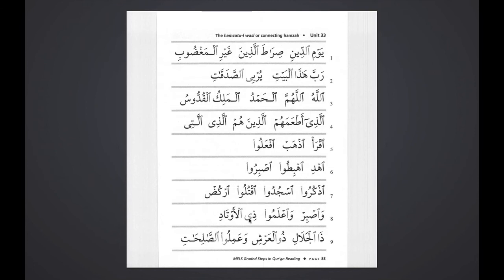And in the last example, we have this long ya, but because it's followed by a sukoon over here, we're going to drop the ya. The ya becomes silent. Dhil awtadi. Dhil awtadi. And in line 9, we have silent letters, a waw, an alif, waw, and also a waw in the last example. Dhal jalali. Dhul arshi. Wa'amilu salihati.